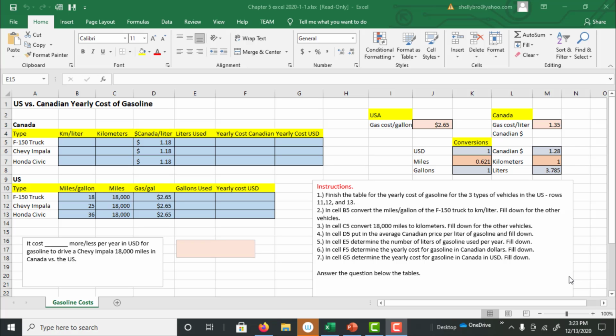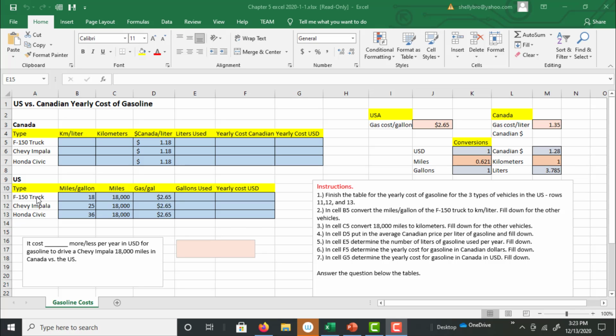Okay, let's look at our Excel file for chapter 5. You only have this one file, but it is worth a lot of money. Okay, so it says finish the table for yearly cost of gasoline for the three types of vehicles in the U.S., rows 11, 12, and 13. That would be over here, 11, 12, and 13.